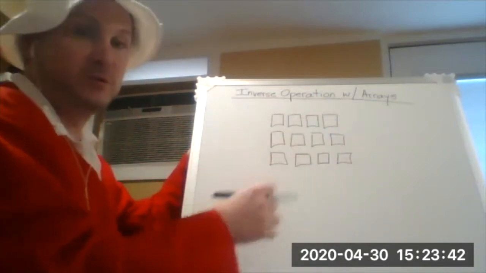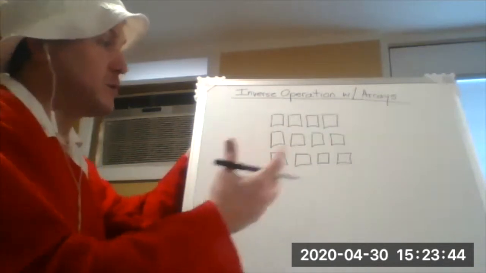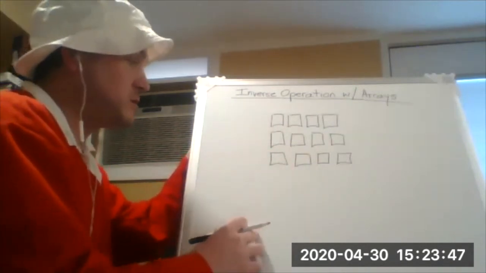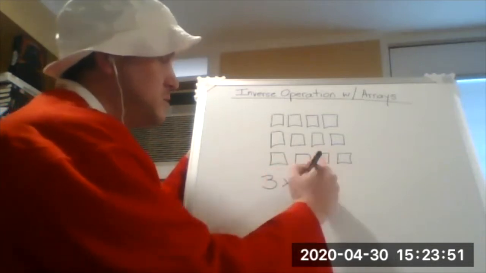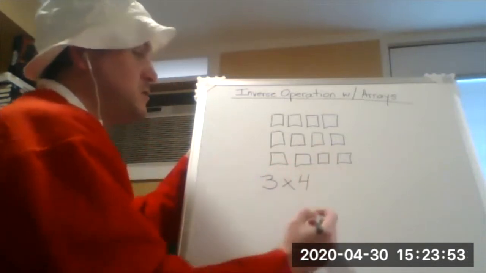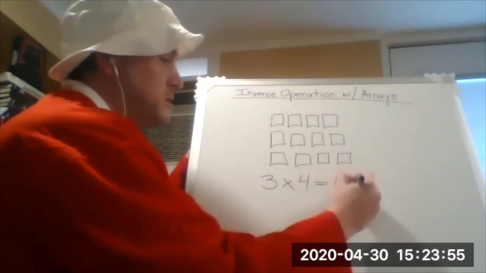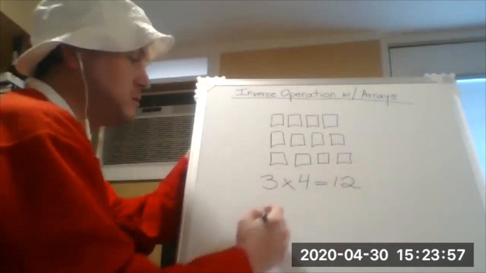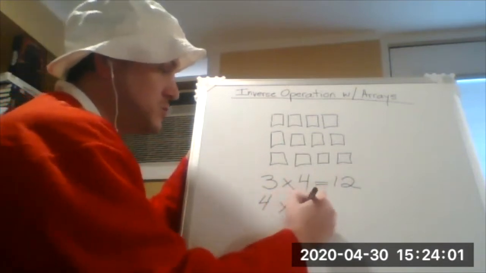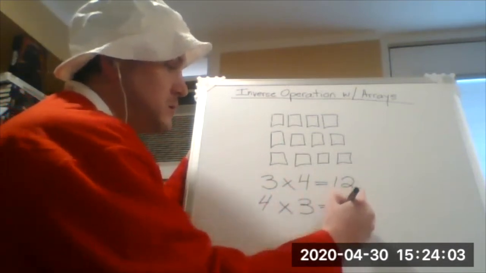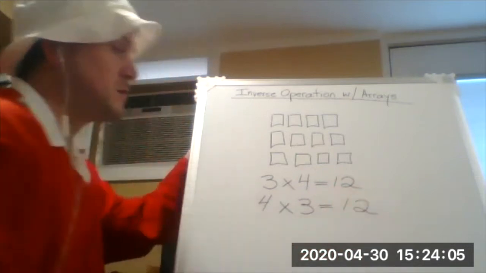You can start with multiplication. You can start with division. I always like doing multiplication first. 3 rows times 4 in each gives me 12. Or we could say 4 in a row times 3 rows gives me 12 altogether.